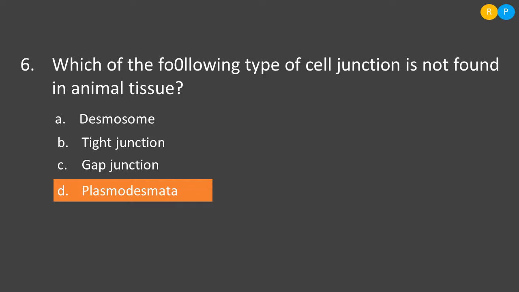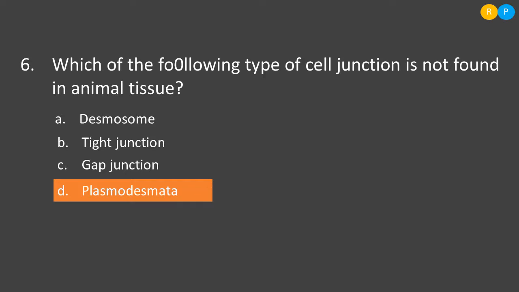Then option B, tight junction. So tight junction is also present between the adjacent cells, because it helps in connecting one cell with another cell. Then option C, gap junction. So gap junction will give space between the adjacent cells, so the intercellular molecules can be easily sent through this junction. Then option D, plasmodesmata.